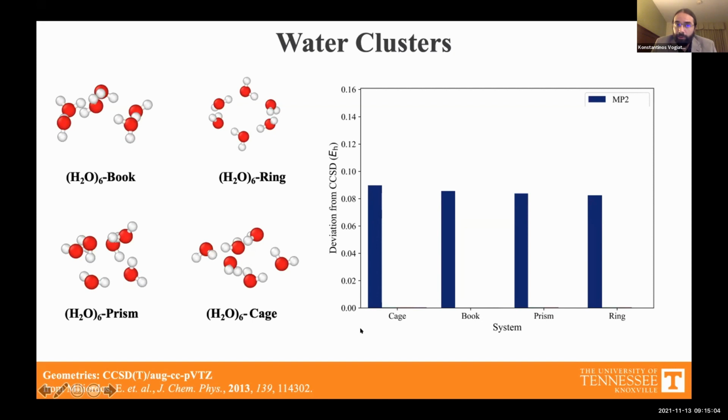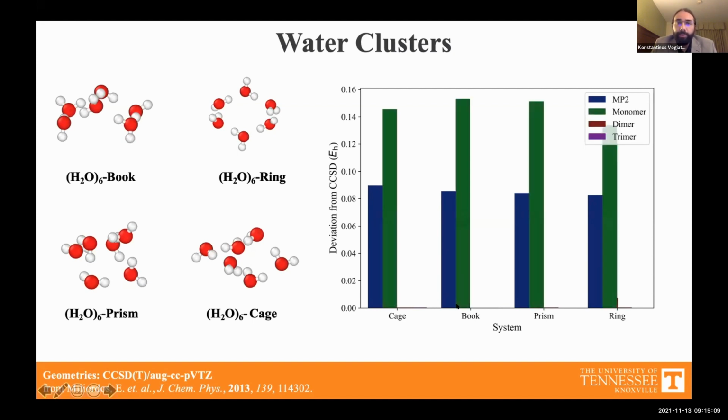If I build a model where I train it only with water monomers, as you can see, my error increases. It's almost double. It goes close to 0.15 Hartree. The reason is that in this model, I have not introduced any information about promotions of electrons from 1 water molecule to another water molecule. So in other words, there is no information about the hydrogen bond network between the molecules of the hexamers that I'm showing here.